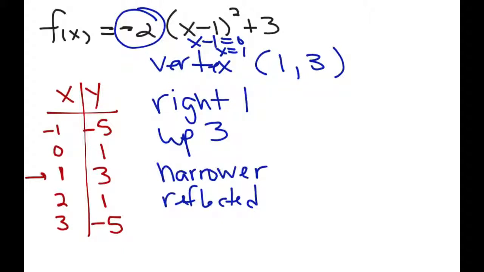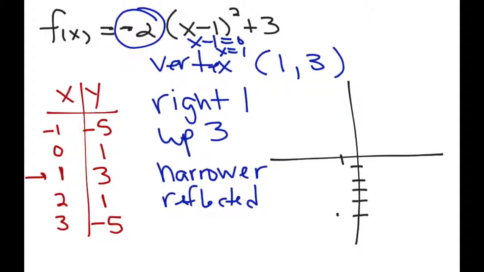So now if I go and draw myself a quick sketch, I know that my points are at (-1, -5), (0, 1), (1, 3), (2, 1), and (3, -5). And this must be what the parabola looks like. And that's how we transform graphs of parabolas.